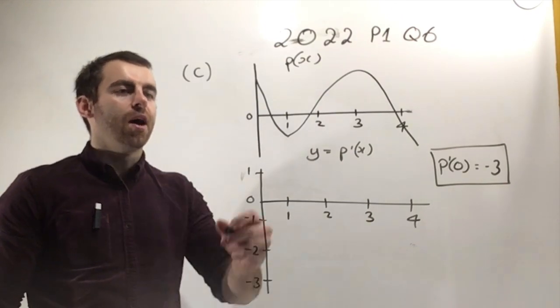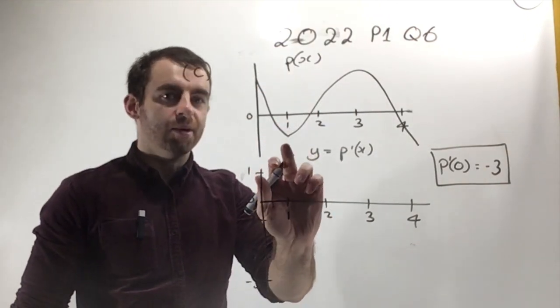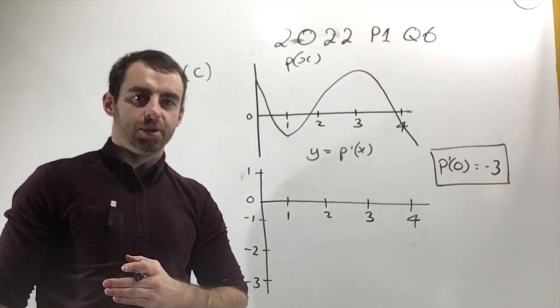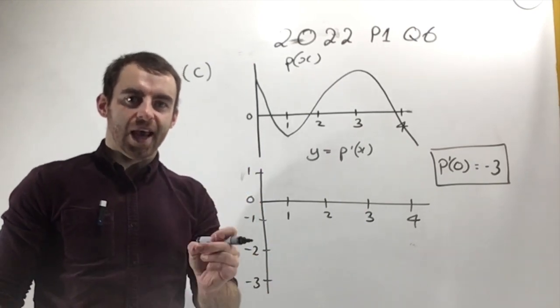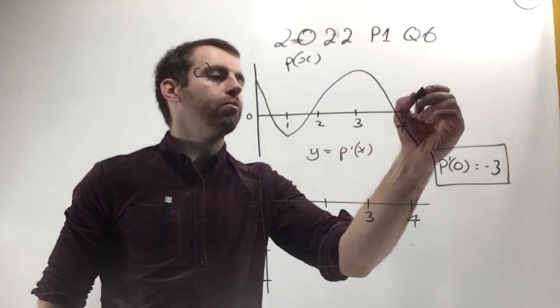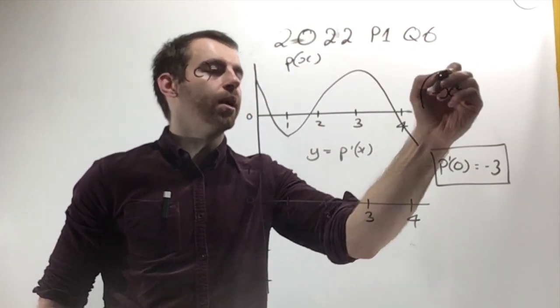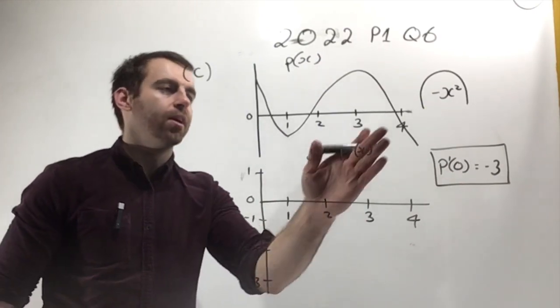Another thing I'd like you to recognize is that if you have a cubic function that goes down first, gets the minimum point and then the maximum point, that's a minus x cubed. And if you differentiate a minus x cubed, you get a minus x squared. So you should recognize that we're expecting the derivative to be a minus x squared, or in other words, an n-shaped curve. That's what we're going to end up with here.